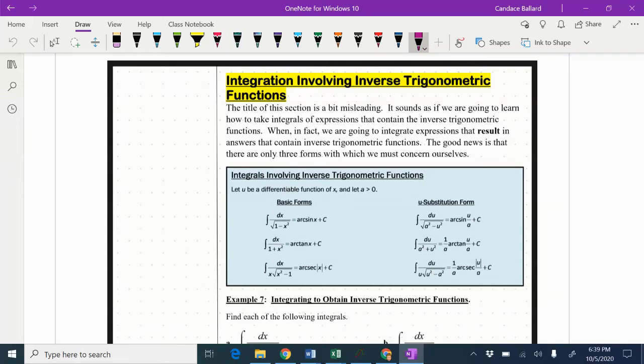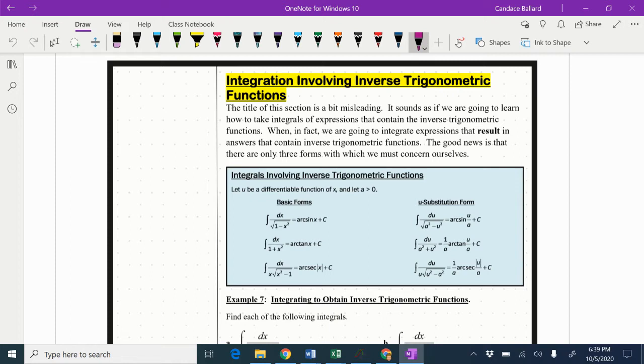In this video, we're going to continue topic 6.9. We're looking at U substitution. And in this particular video, we're going to talk about inverse trigonometric functions and integrating them. It sounds like we're going to learn how to take the integrals of expressions that contain inverse trig functions, but it's actually the opposite of that. We're actually going to integrate expressions and they result in inverse trig functions.